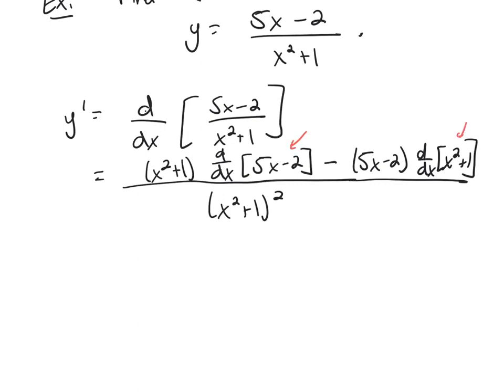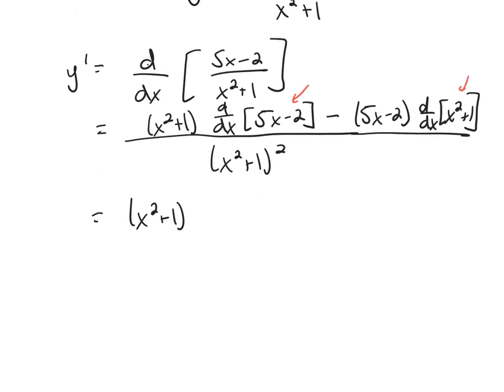So we're going to use our power rule to give us those derivatives. So the derivative of 5x minus 2, that's just going to be 5. The derivative of x squared plus 1 will be 2x using the power rule.